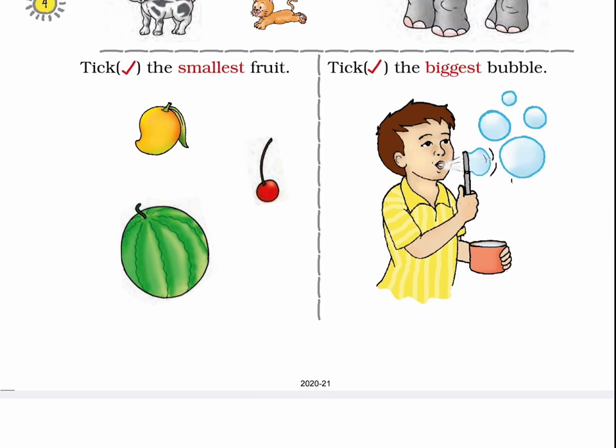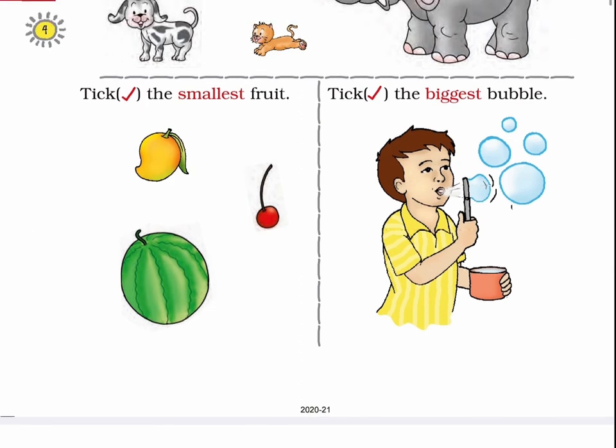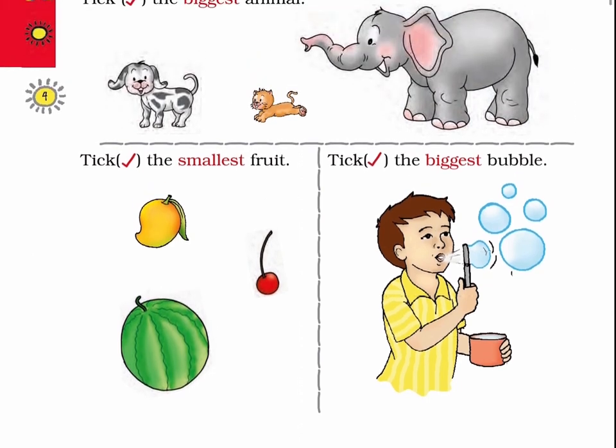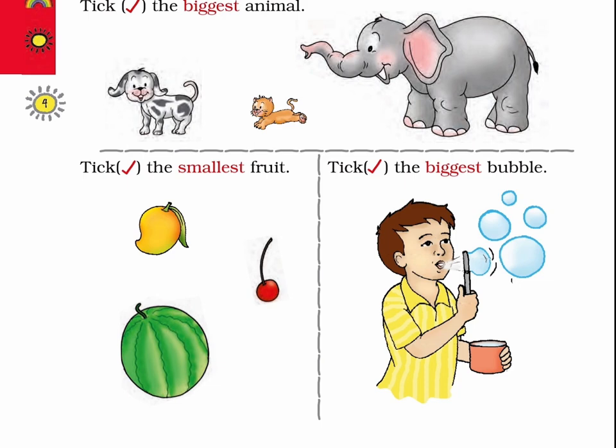Object 4. Cherries. Cherries are small round fruit and you will be easily able to hold more than one cherry in your palm. Object 5. Bubbles. Bubbles are small balls that can be made from soapy liquid.